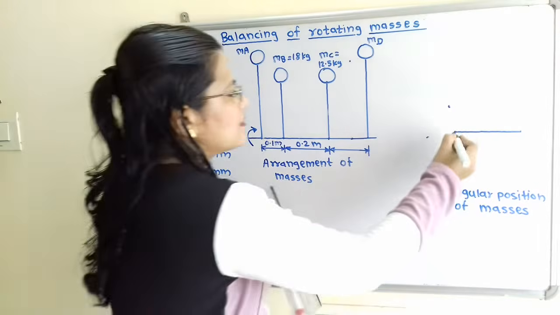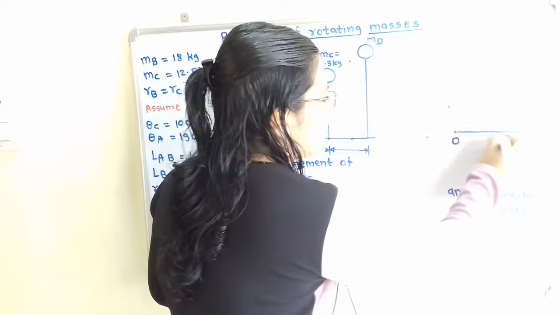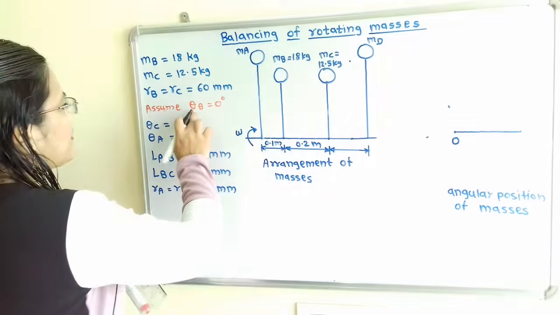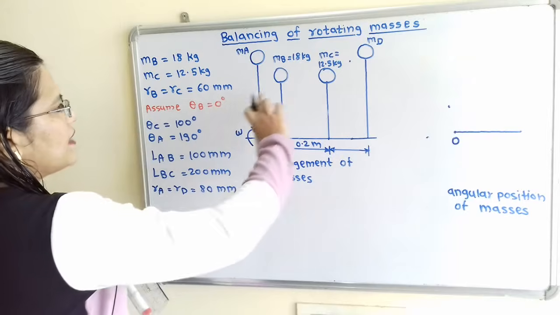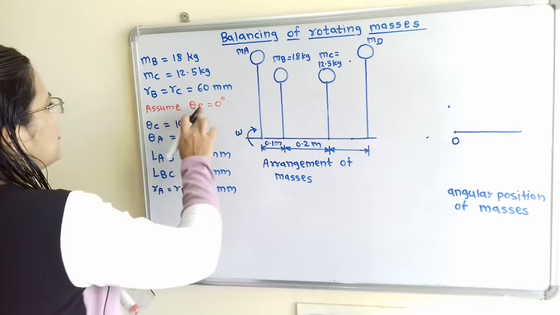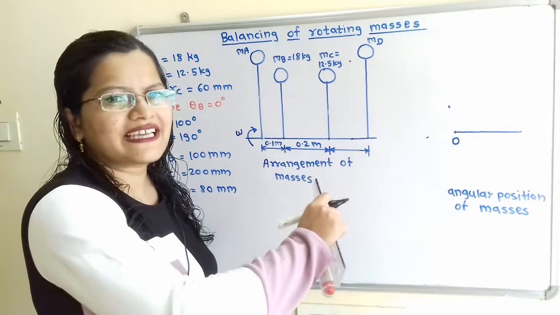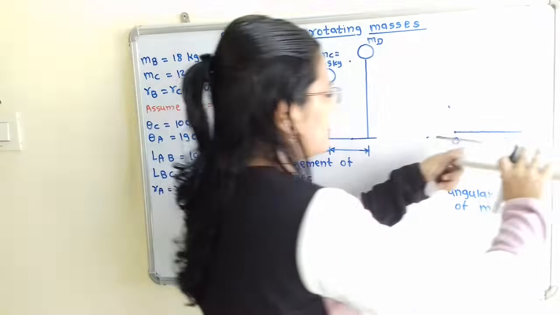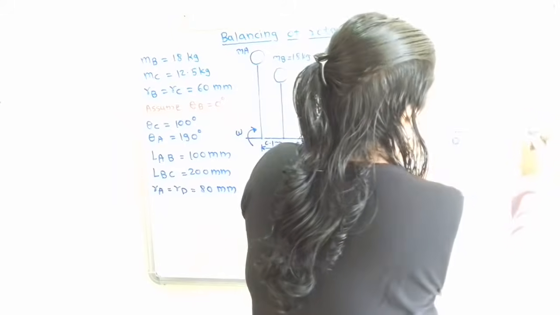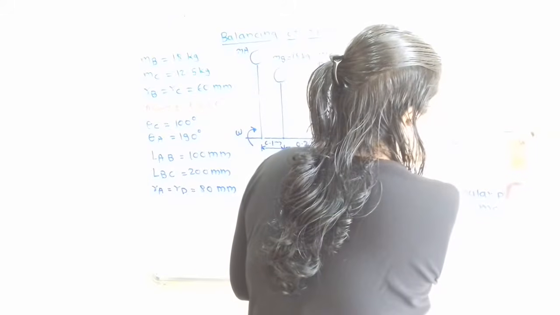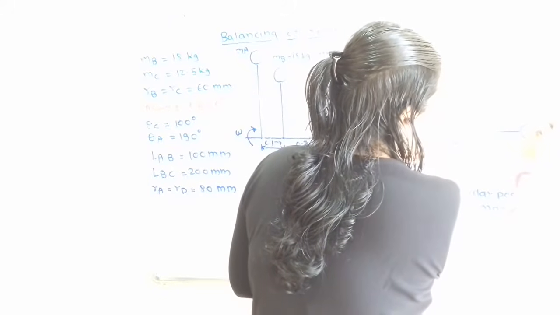So first we will consider this as a center and here we will take one particular length. Now to plot the mass B, we know that the eccentricity is 60 millimeters. So again we will take the same scale, that is 6 centimeter, and at a distance of 6 centimeter we will plot here mass B, that is MB, and angle is 0 degree.